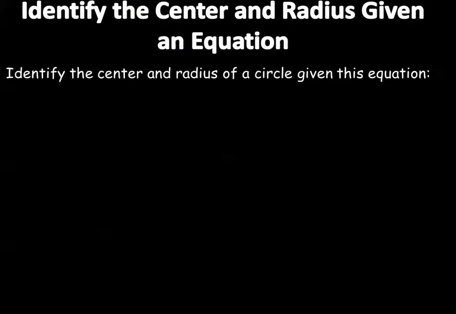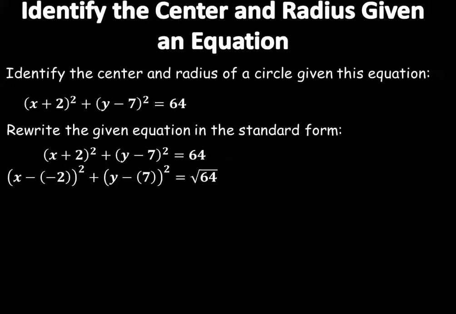Now we can identify the center and the radius given an equation. Okay, so if we're given the equation of a specific circle, we can easily identify the circle's center and its radius. So here's the equation. The sum of x and 2 squared plus the difference of y and 7 squared equals 64. So we're going to rewrite that given equation in standard form.